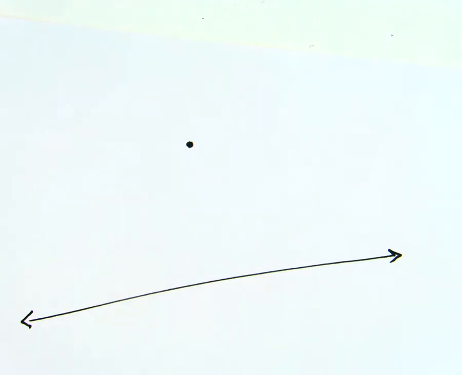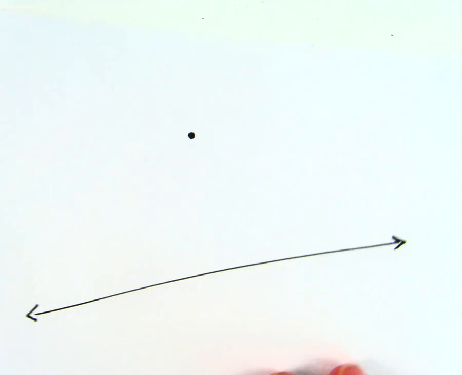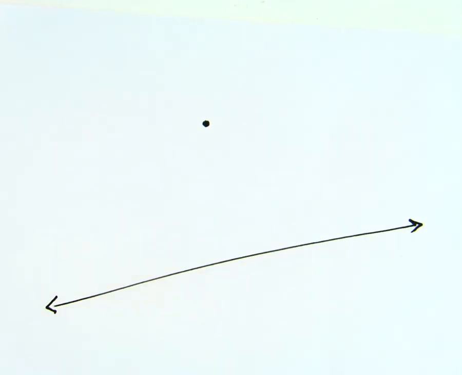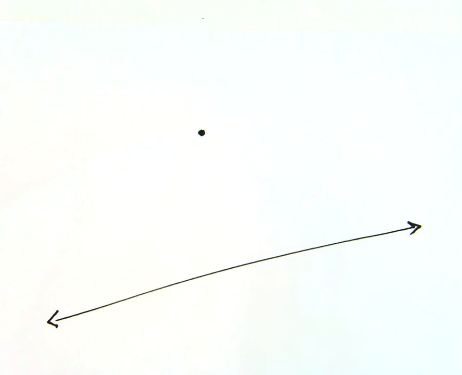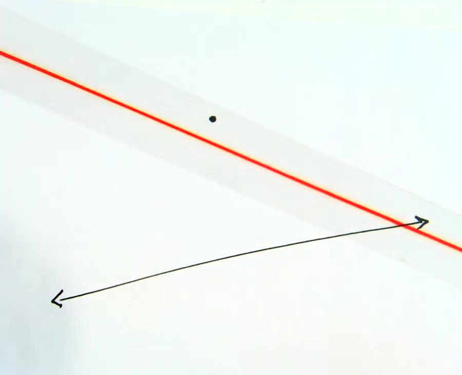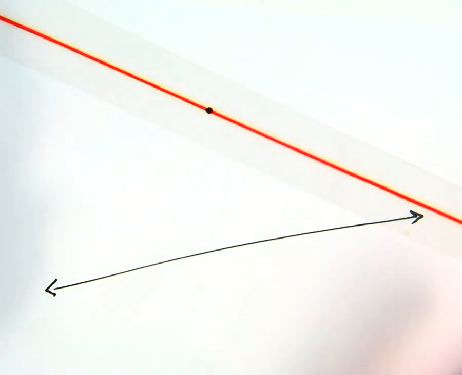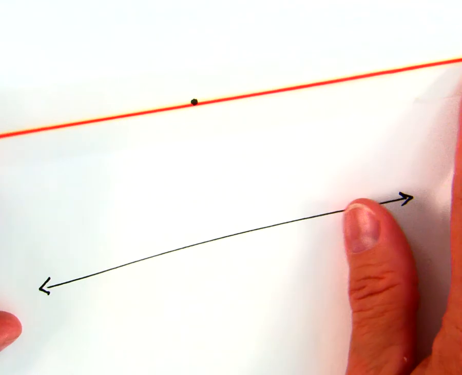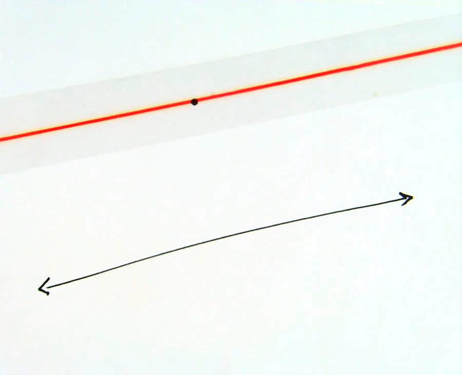I have an issue here. If I have a line and a point not on the line, I'd like to be able to see if I can draw a line through that point that's parallel to that line. Let's see. Oh, well, that's not it. It's not either one. Okay, that's through the point, but it's not parallel. There it is. Through the point and parallel.